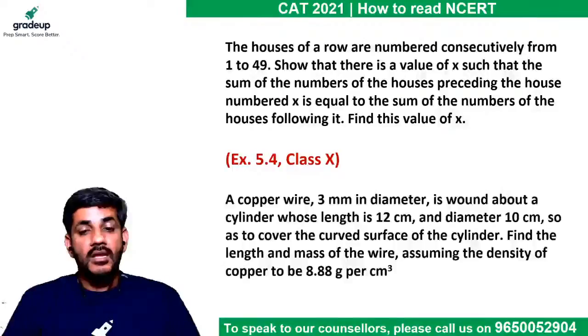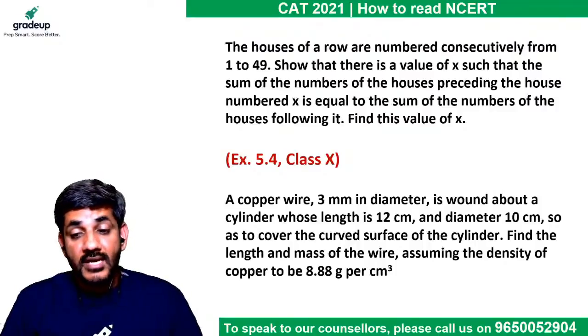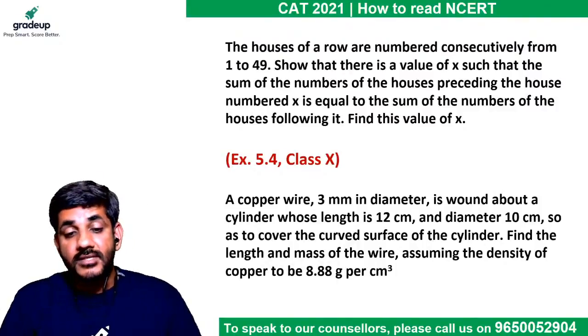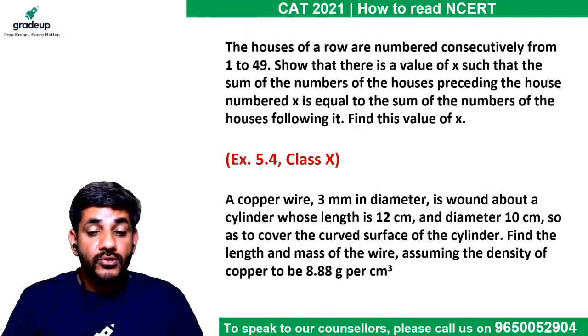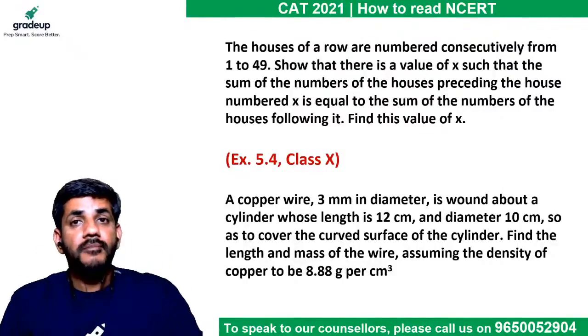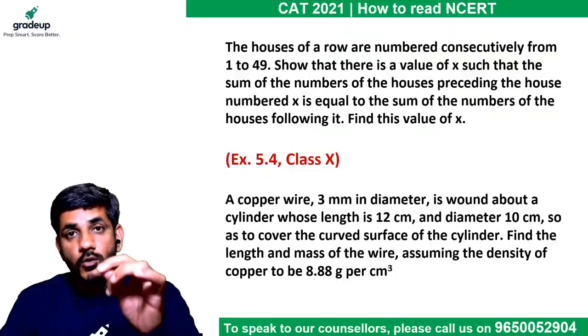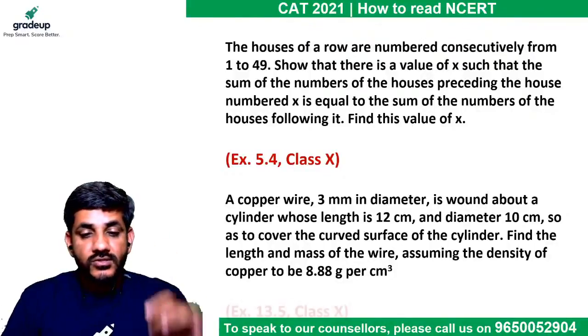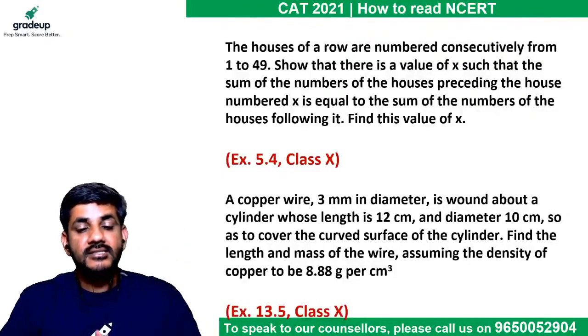This question, a copper wire 3 mm in diameter is wound about a cylinder whose length is 12 and diameter 10 so as to cover the curved surface area. Find the length and mass of the wire assuming the density to be this. This question is difficult from the perspective of CAT. Difficult question. These are questions of class 10th NCERT exercise 13.5.